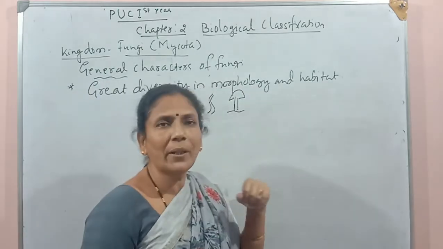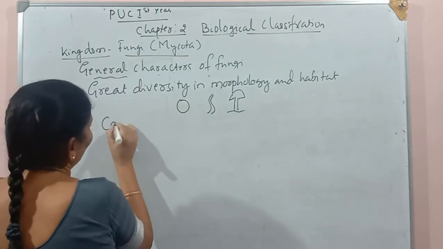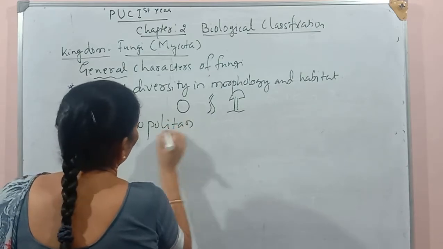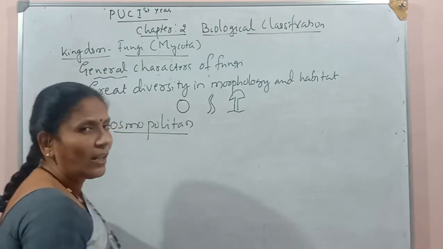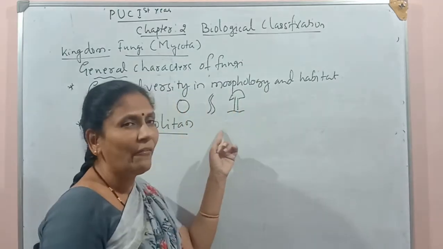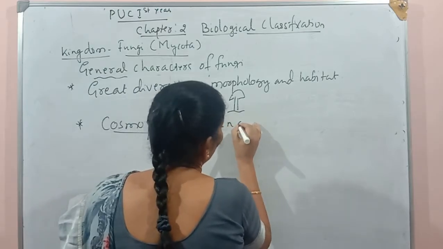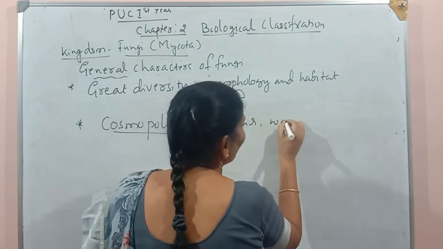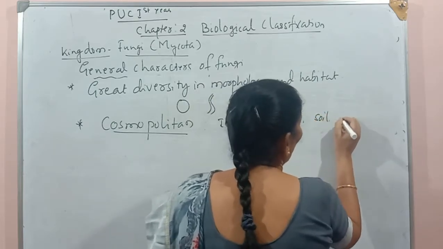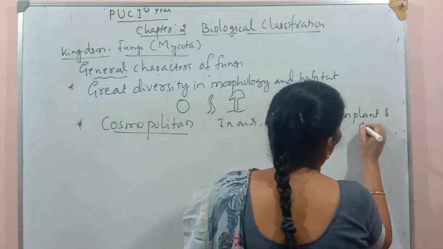So when we talk about the habitat, we call them cosmopolitan. Fungi are cosmopolitan. Means they are found everywhere. Like in air, water, soil, and also on plants and animals.